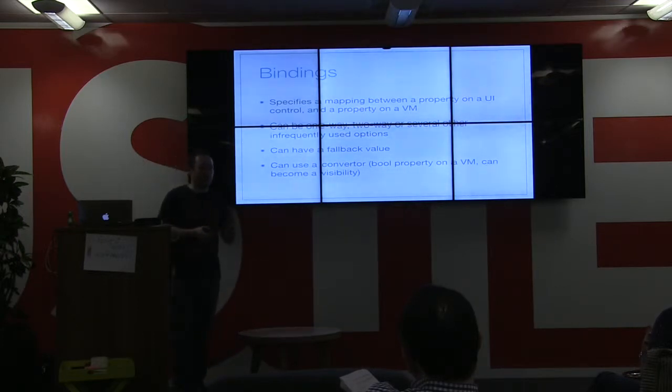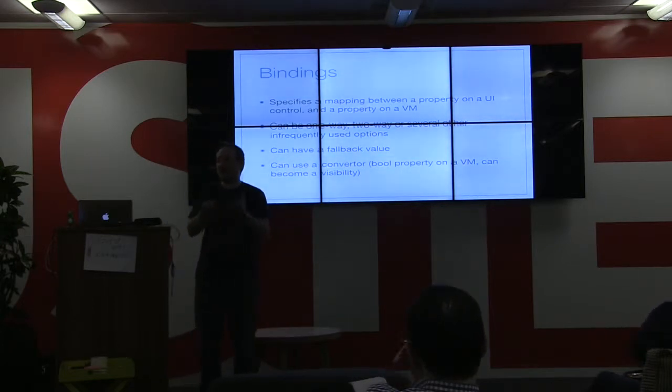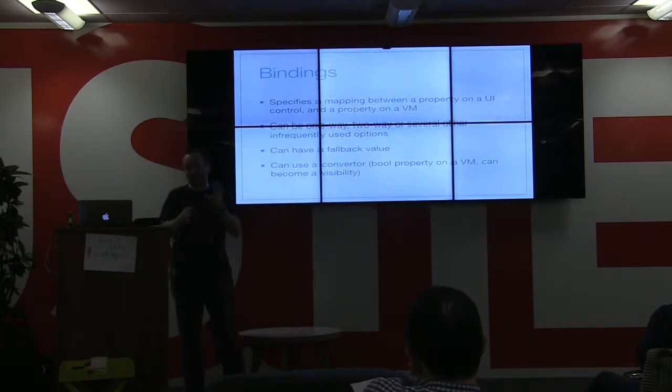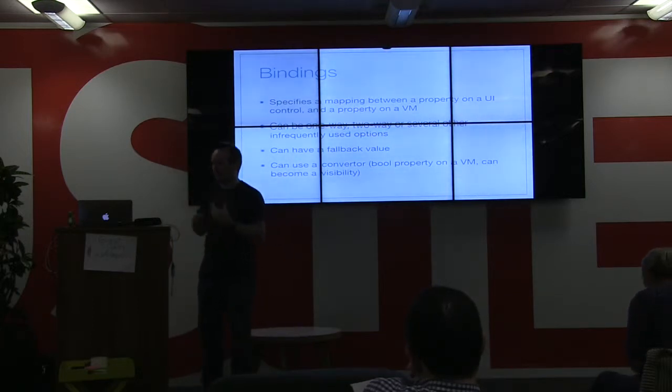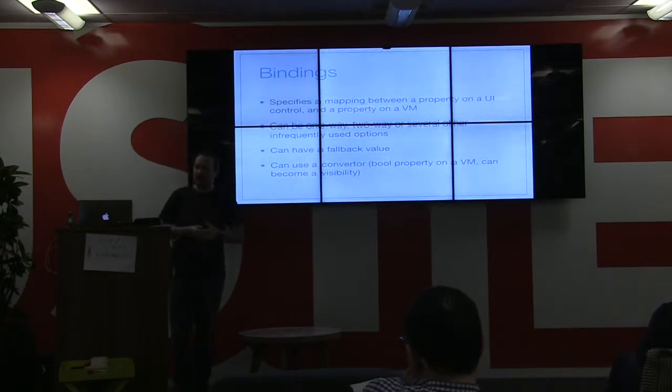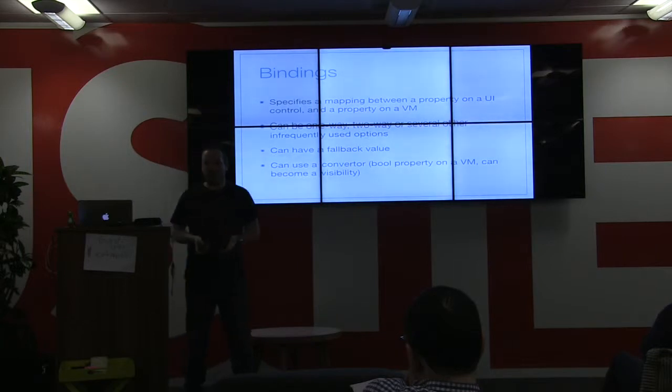Okay? They can be one-way or two-way. So a label, for example, is only ever going to be one way. It's only ever going to get the contents from the view model. But a text box, when somebody types in it, might update the view model. So that would be a two-way binding. And there are a few other options that people tend not to use. Sometimes you'll also use a converter.